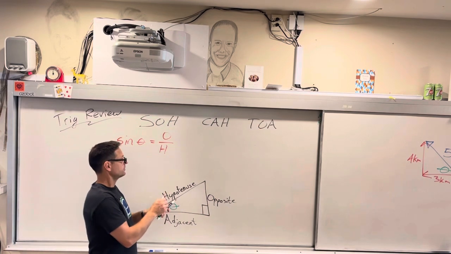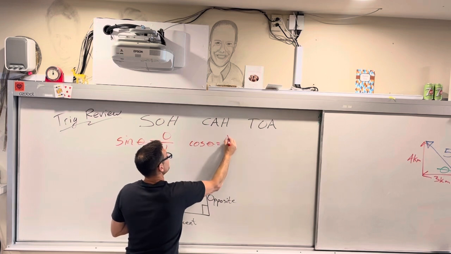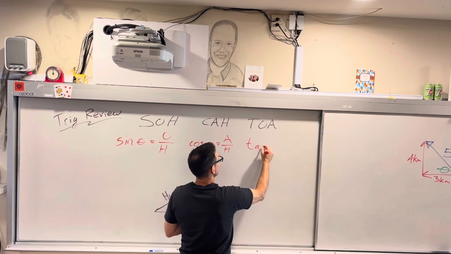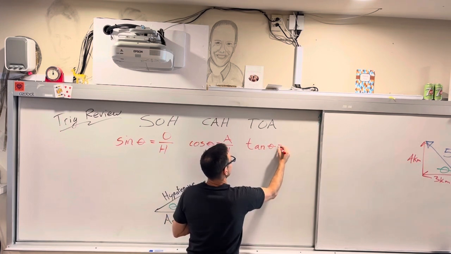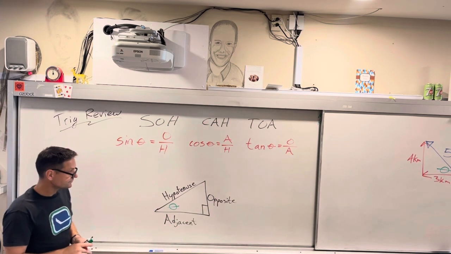Okay. And cosine, CAH, the cosine of theta is adjacent over hypotenuse, and this is tangent. TOA, the tangent of theta is opposite over adjacent.